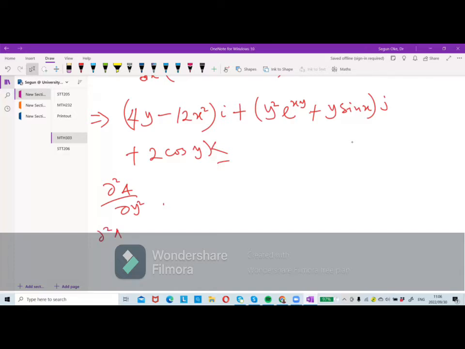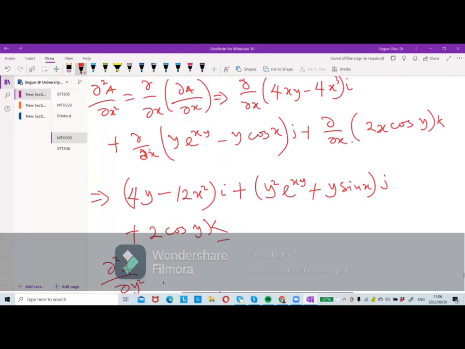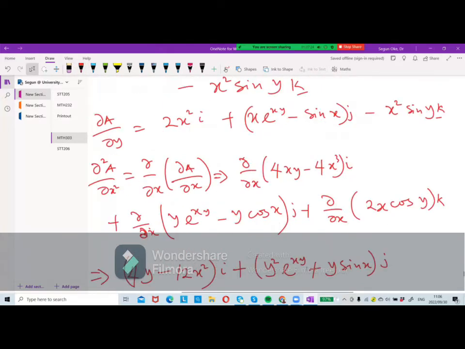This d squared A dx dy is the same thing as d dx of the A dy. You know we have the A dy.